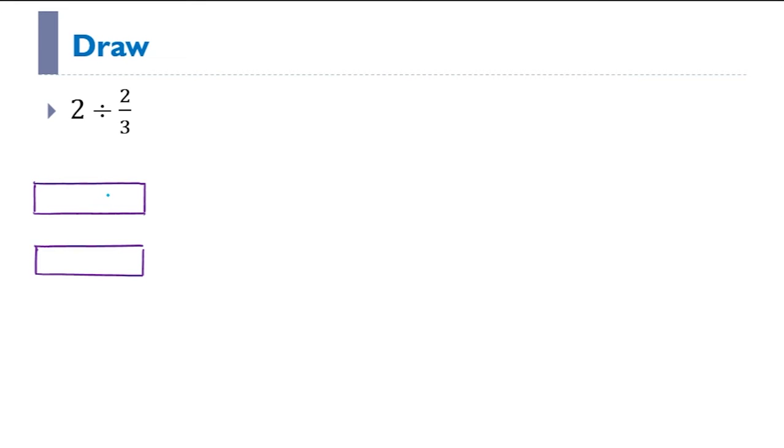Now, if we look at our second number, the denominator here is 3. So let's divide each of these wholes into thirds. And because we are dividing into 2/3, let's now group these up into groups of 2/3.